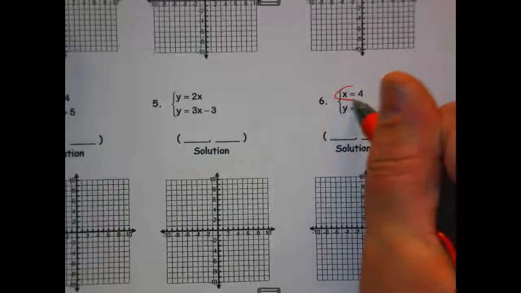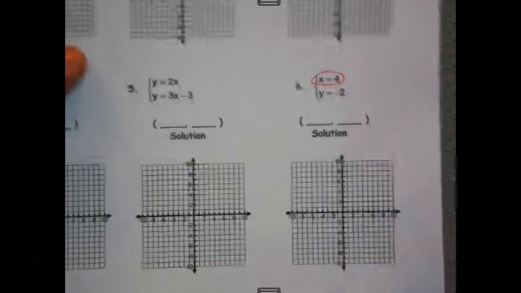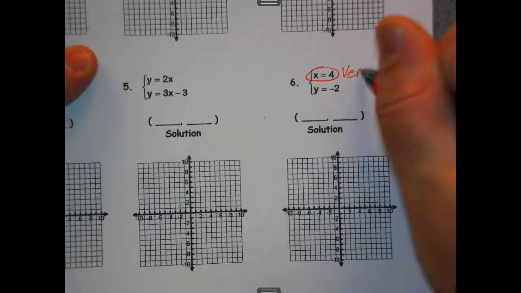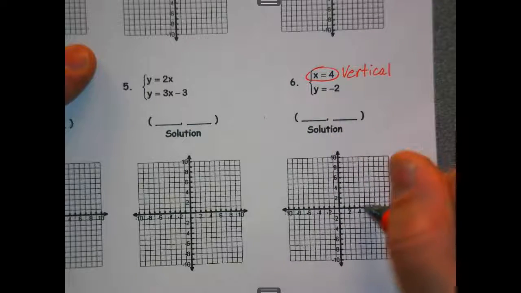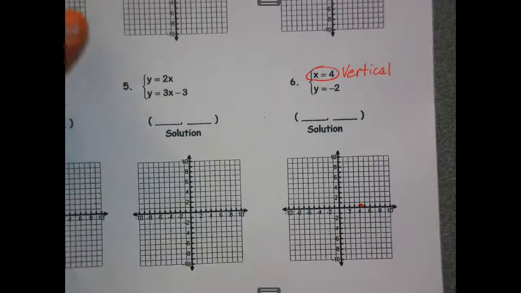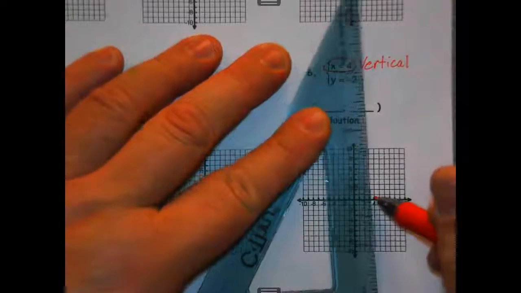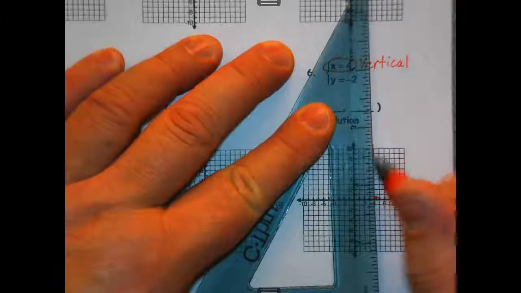If I have x equals a number, what kind of line do I have? Vertical. Vertical line at x equals 4. You guys are going to need your rulers again, aren't you? If you didn't do it. So I have a vertical line at x equals 4.